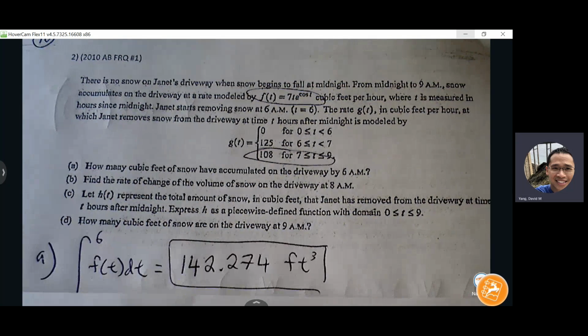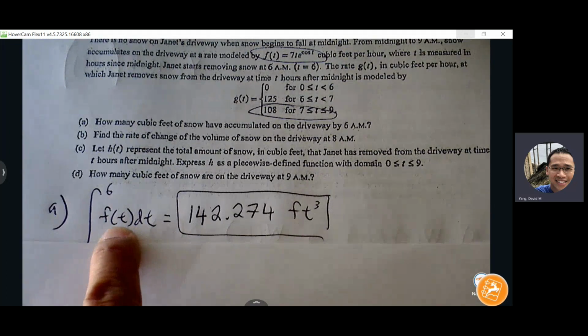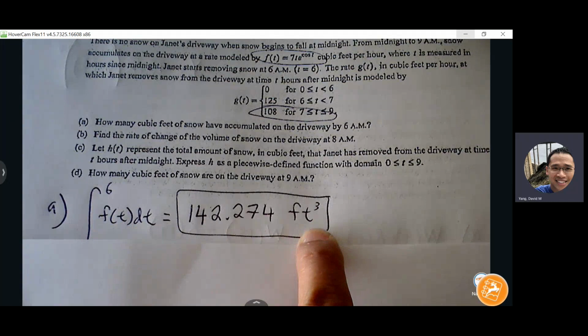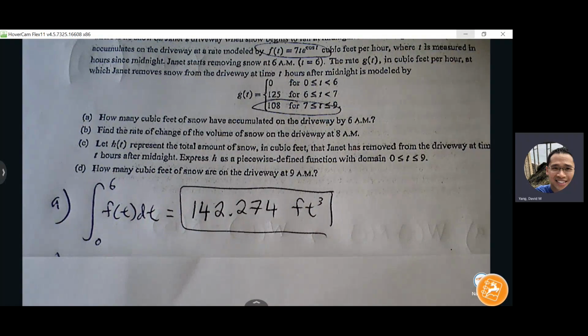All right, keep in mind, F of T is cubic feet per hour. F of T times dt means cubic feet per hour times time. If I do cubic feet per hour times hour, I'm going to be left with cubic feet. So if you're unsure which direction you should go, is it derivative or integral? Think about what's happening to your units. If you're at a rate, you want to move up that chain, so I have to multiply by the time to get rid of that time to make it cubic feet.